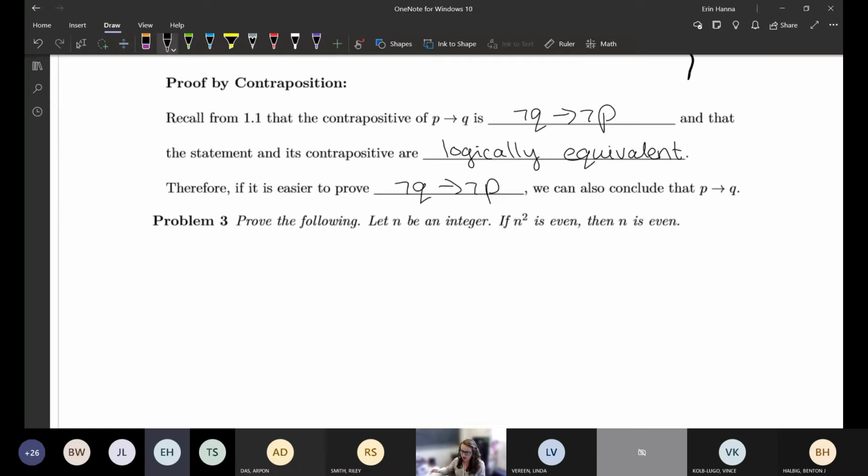So how is this going to work? The nice thing about contraposition proofs is once you've written out the contrapositive, it essentially becomes a direct proof. So here's how this is going to happen. First off, let me write down the contraposition.